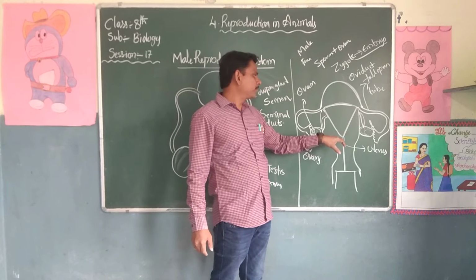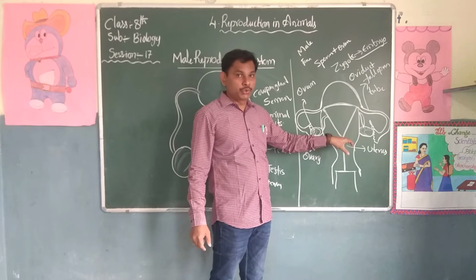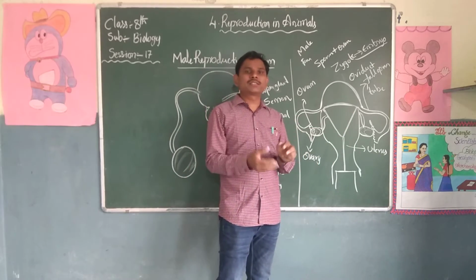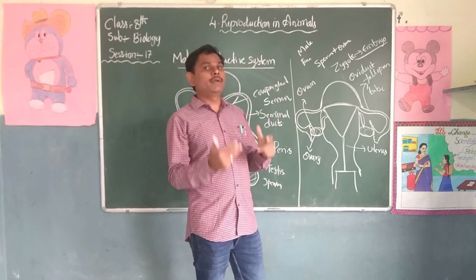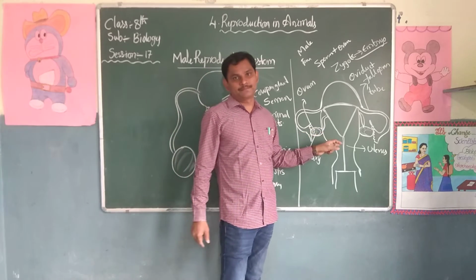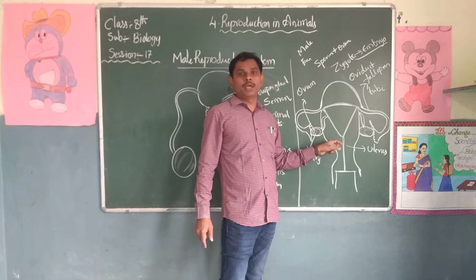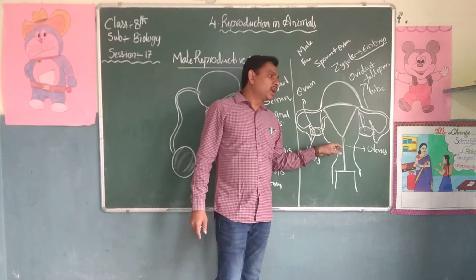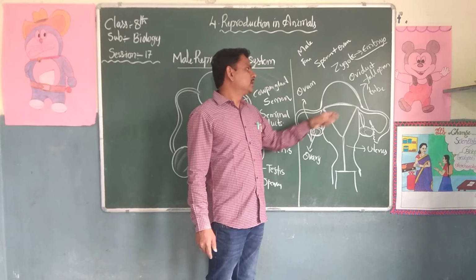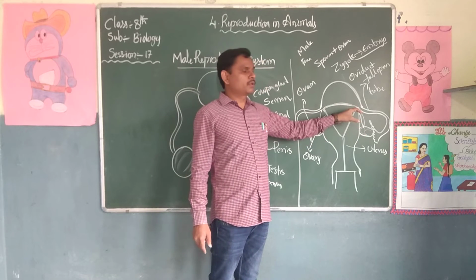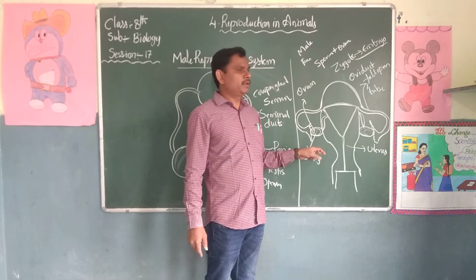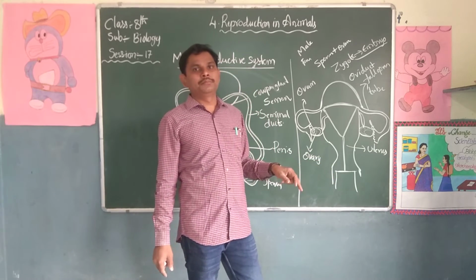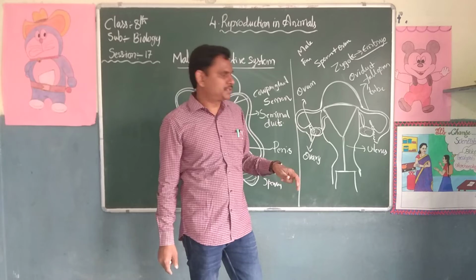This embryo will move toward the uterus walls and attach to them. Then the baby will grow and develop in the uterus. If fusion does not take place, this ovum will leave the female body along with waste materials. It's called the menstruation cycle, or periods.